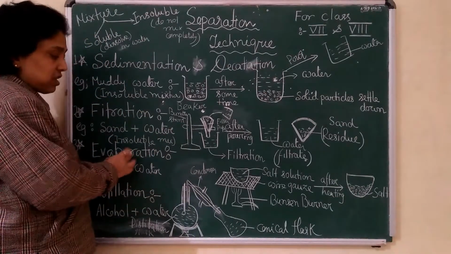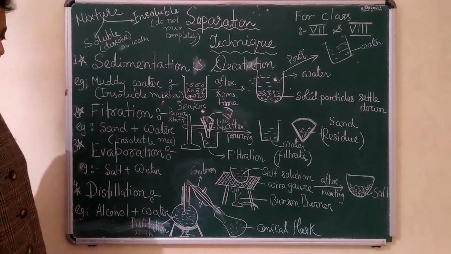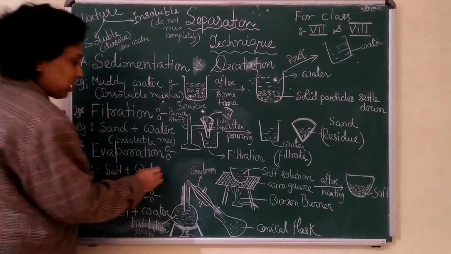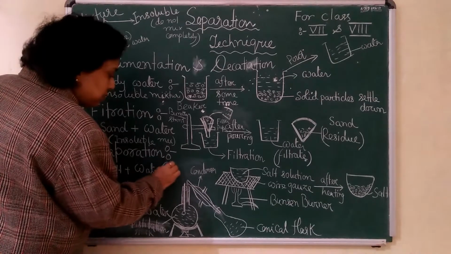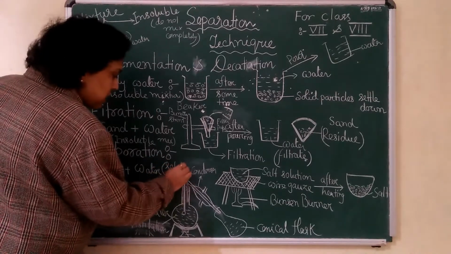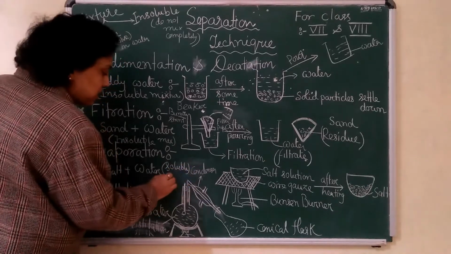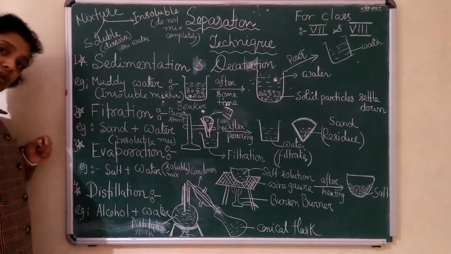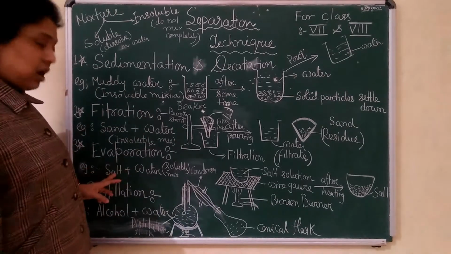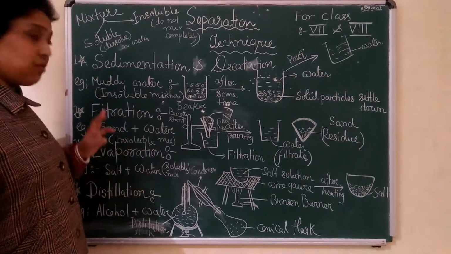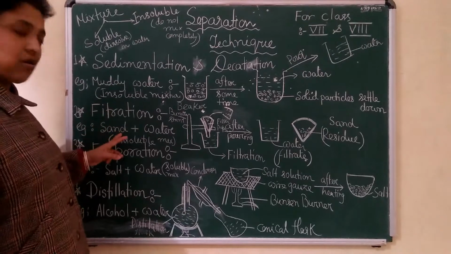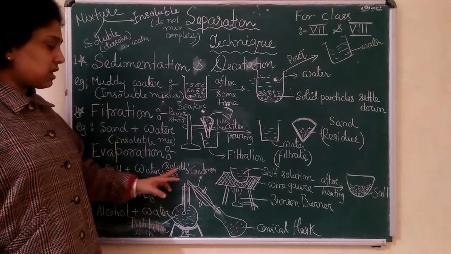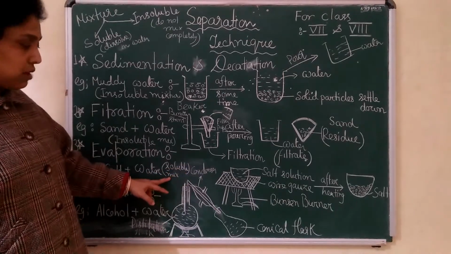Then the next process is evaporation. For evaporation, this salt and water is a soluble mixture, because if you take salt in water, what will happen? In water, salt will dissolve. Yes or no? Yes, salt will dissolve in water. Sand will not dissolve. That's why it is insoluble. So salt will dissolve in water. That's why it is called a soluble mixture.